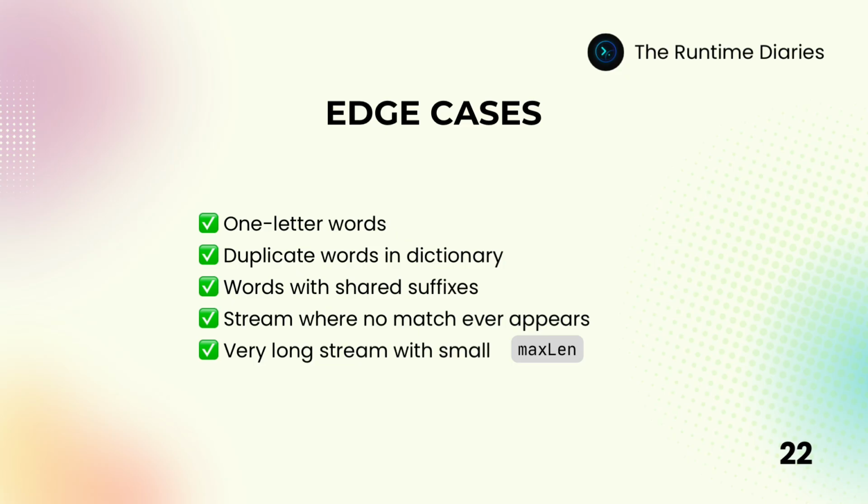Very long streams. We only keep max length characters in the buffer, so memory stays bounded. Empty dictionary or empty string. They're edge cases, but the logic still works. The beauty of this approach is that the data structure handles complexity for us. We don't need special case logic.